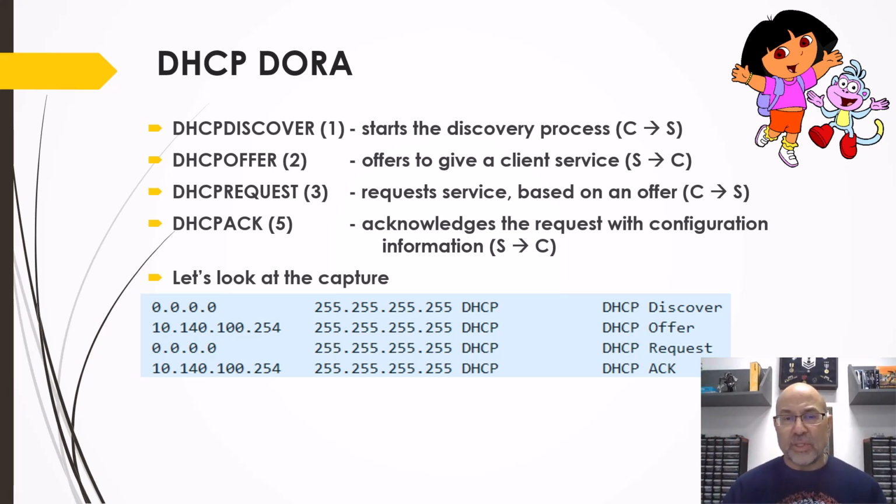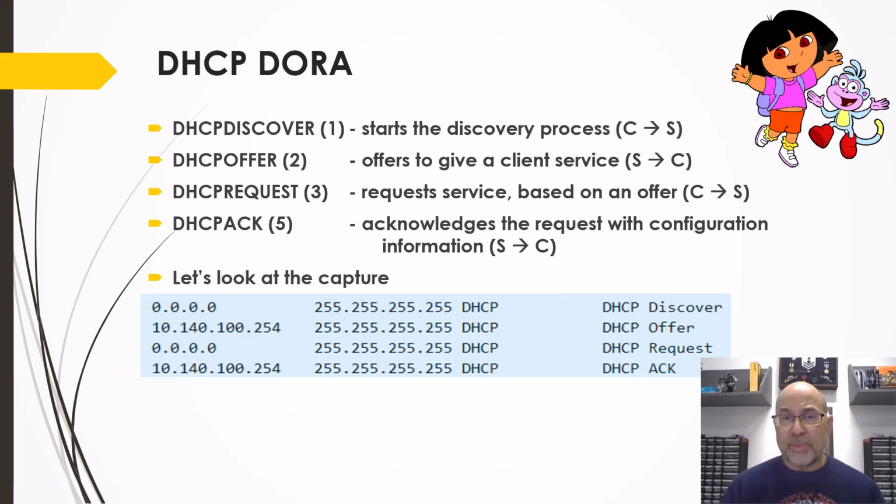Now, these addresses are really, really important to realize. We'll cover them in detail later, but I'll just point out that the host is coming up with a 0.0.0.0 address. This is reserved for the DHCP process, and it's using a special broadcast that doesn't go beyond a router.